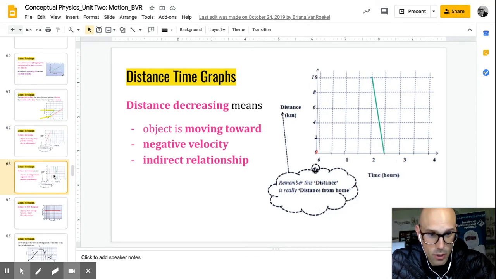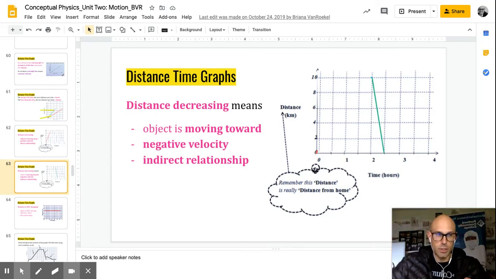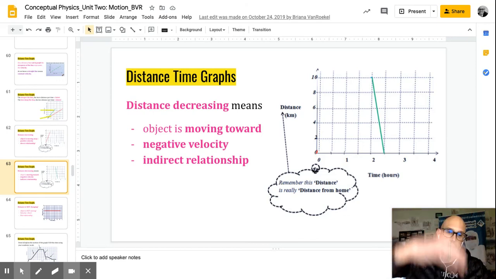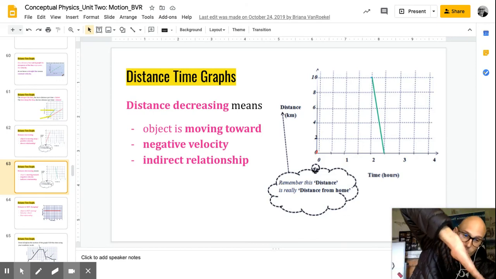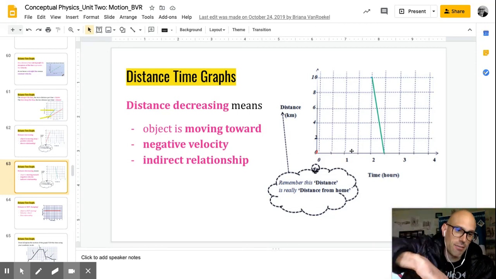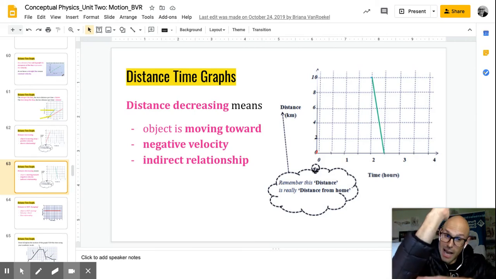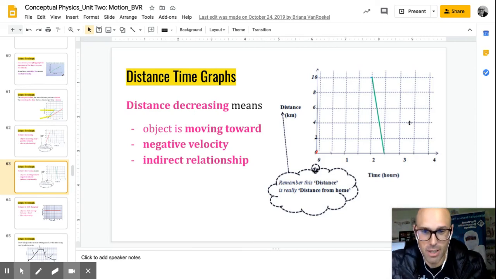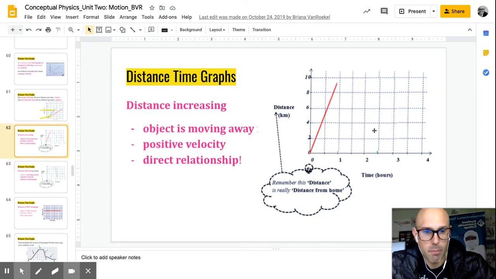In contrast, if you look over here at this next graph, this line shows an object moving toward 0 kilometers. So this is negative velocity, okay? A line going down toward the reference point at the bottom, a line going down is negative velocity. A line going away from it, or up, is positive velocity. Okay, so here we have negative velocity with a line going down and positive velocity with a line going up.